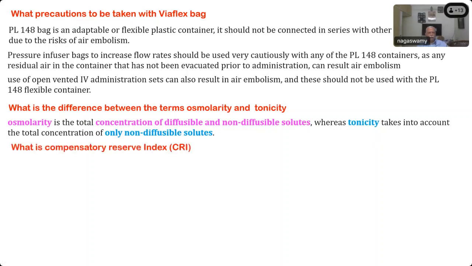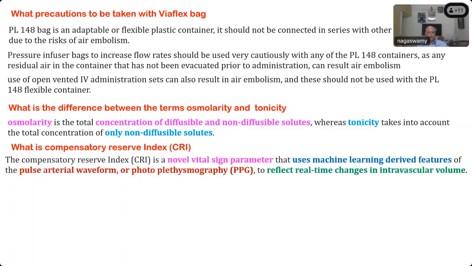What is the compensatory reserve index with regard to blood volume? After, during induction, there will be some vasodilatation. No guesswork. This question I mainly put for Muttumani because he wanted recent advances. This is the latest advance. This is not in the textbook. This is from a recent journal.